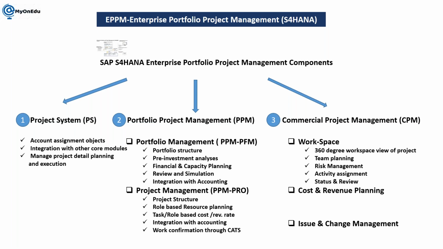All the 360-degree view you can see in the system. You can do the team planning, you can do the risk management, you can have status and reviews here. Okay, and next is cost and revenue planning. You are having detailed integrated cost and revenue planning.